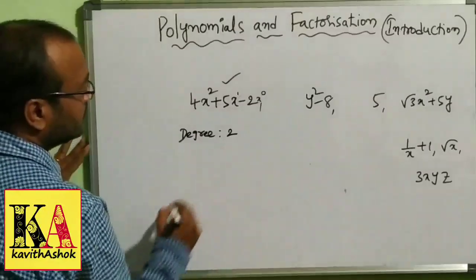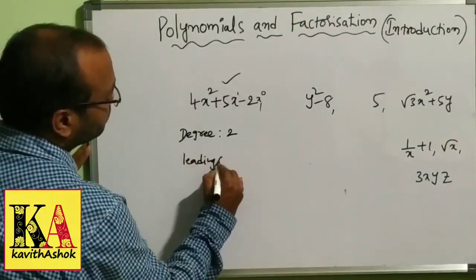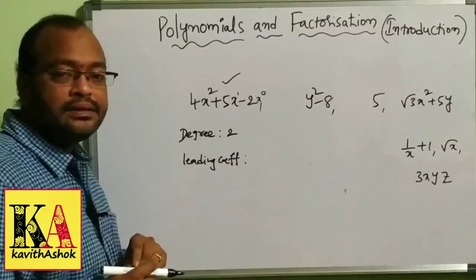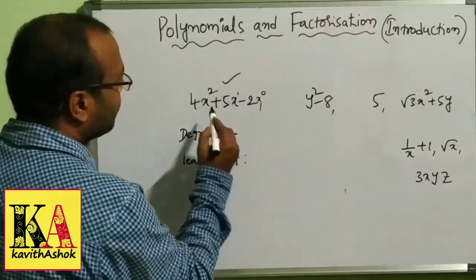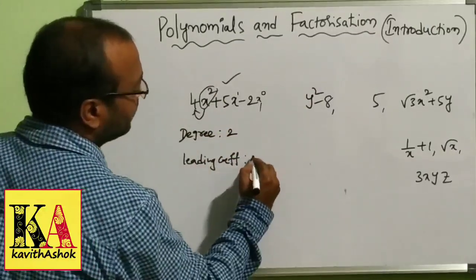Right. Degree is 2. What is the leading coefficient? Leading coefficient means the coefficient of the highest power of x. So what is the highest power of x? This is the highest power of x. What is the coefficient? 4. So the leading coefficient value is equal to 4.